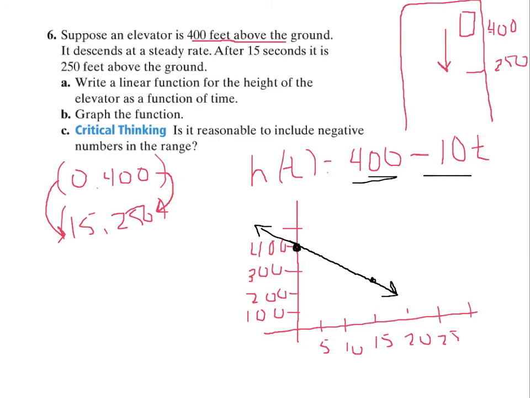Now, is it reasonable to include negative numbers in the range? If you talked about going underground, or if you had basements, and some of these buildings do go underground, that could be a possibility in the negatives. So it is reasonable to have negative ranges if a basement is included.